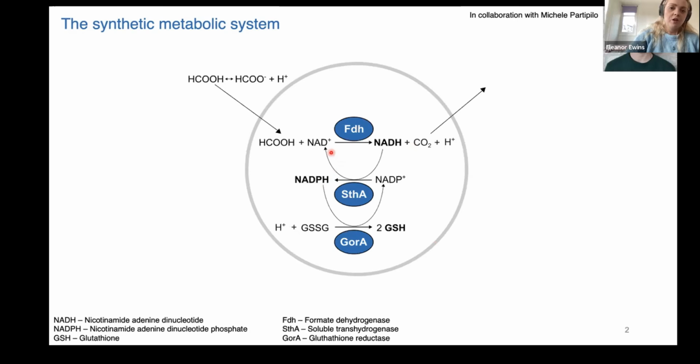I will go through each of the reactions in detail as we go along, but what I want to draw your attention to now is that it is composed of 3 cytosolic proteins, so soluble proteins that we encapsulate inside compartments, and also that the transfer of electrons between these cofactors cascading down is initiated by the membrane permeation of formate.